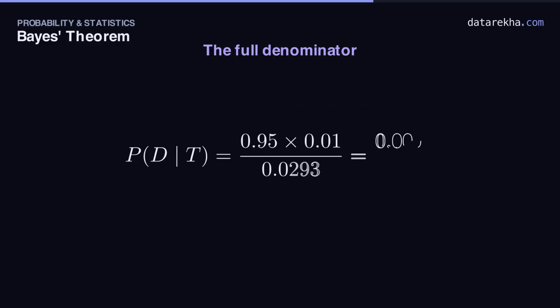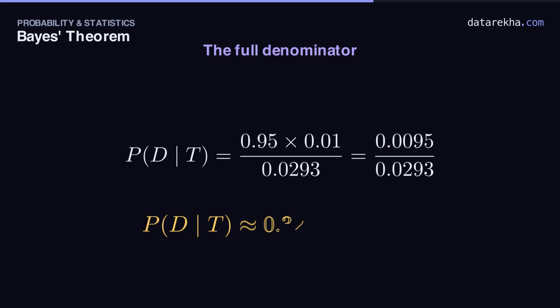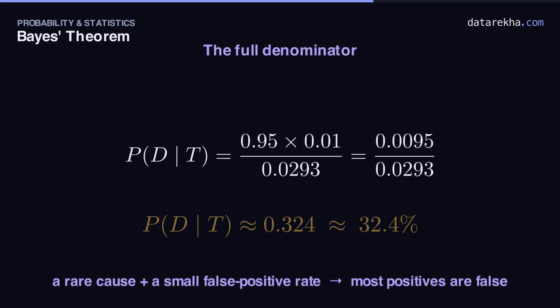Everything is in hand. The numerator is the sick positive path. The denominator is that total 0.0293. Divide, and out comes about 32%. Not 95. Almost exactly the 1 in 3 we counted with the dots. Sit with why. The test is strong. But the disease is so rare that the few real cases are outnumbered by false alarms from the huge healthy crowd. Bayes weighs accuracy against the prior, and the prior wins.